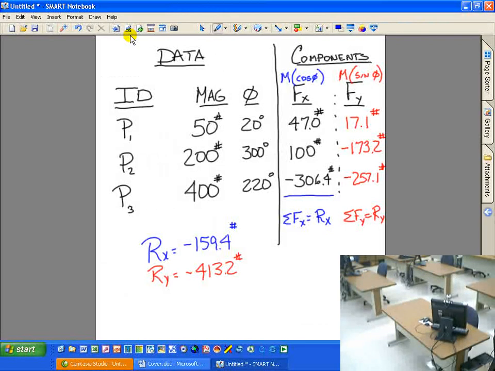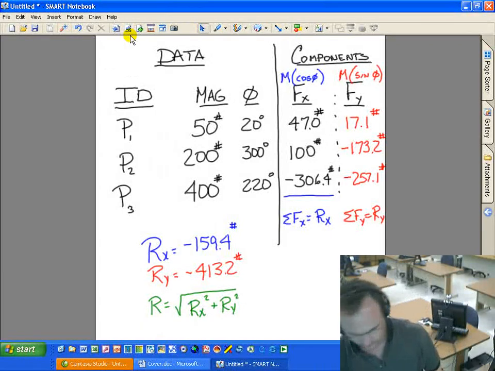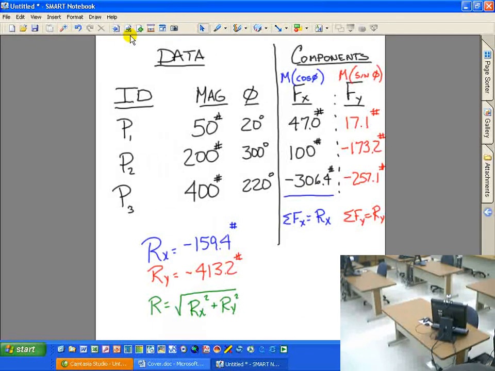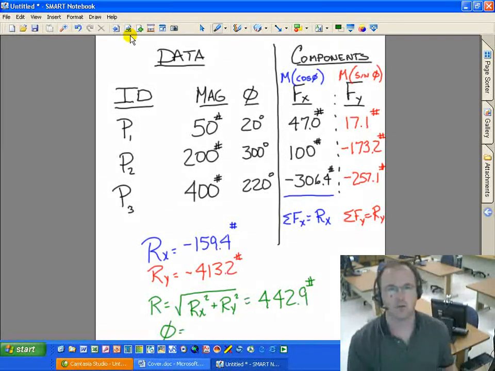So then we know that R is going to equal the square root of Rx squared plus Ry squared. And so if we do that, 159.4 squared plus 413.2 squared, then the square root, equals a magnitude of 442.9 pounds. And my phi is going to be what? They're both negative, so we know we're in the third quadrant.